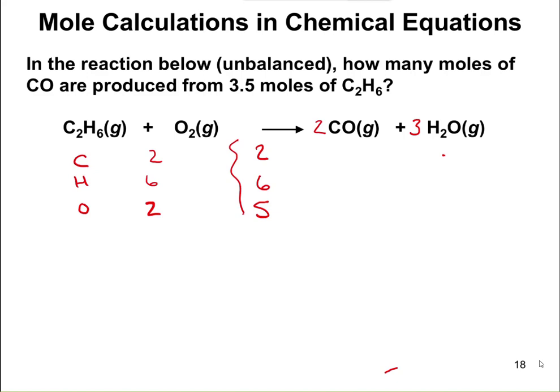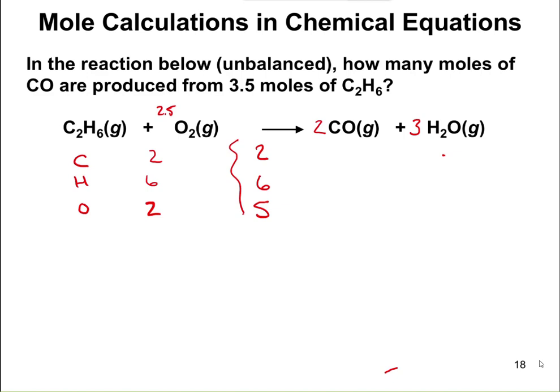And what we can see here is that we need to have 2 oxygens on the left and 5 on the right. So in a perfect world, we could write 2.5 here as our coefficient. We could say we have 2.5 here times 2, the coefficient times the subscript would give us 5. But we can't write fractions or decimals as our coefficients.